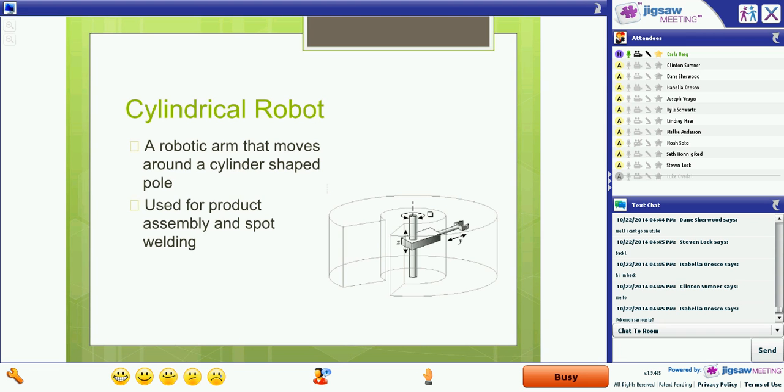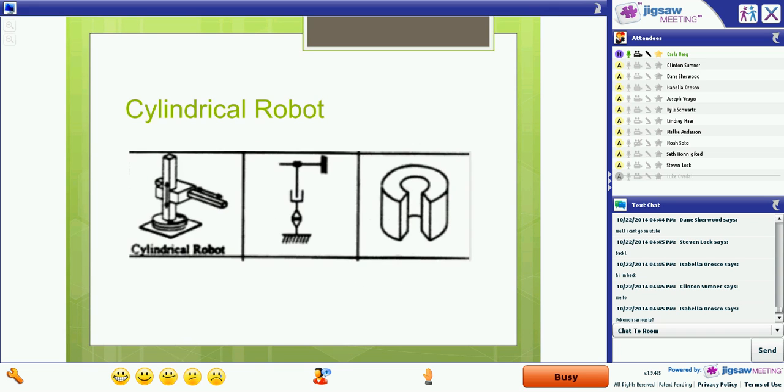The next mechanism is a cylindrical robot. A cylindrical robot is a robotic arm that moves around a cylinder-shaped pole, like you see here in the picture. It is used for product assembly and spot welding. And here are the pictures that go with it. The diagrams are the first 2, and then the last one shows you where a cylindrical robot works.